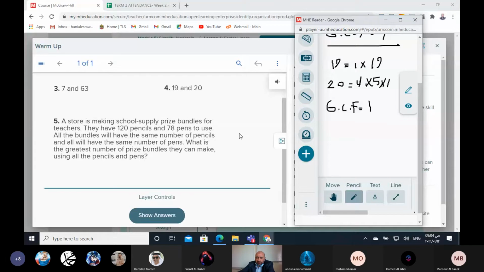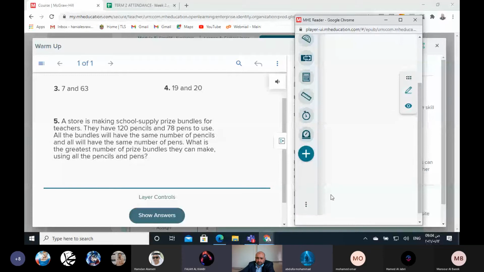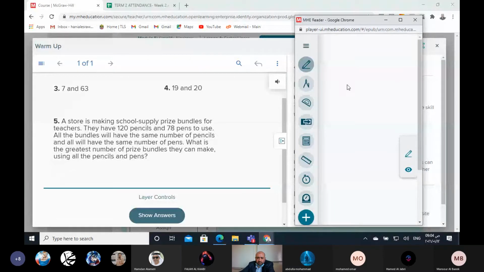Okay, the last example here. Who can read this exercise, please? Abdullah Jabir, yes. A store is making a school supplies price bundle for teachers. They have 120 pencils and 78 pens to use. All the bundles will have the same number of pencils and all will have the same number of pens. What is the greatest number of bundles they can make using all pencils and pens? Yes. The greatest number means the GCF. Means find the GCF between 120 and 78. Okay, try please to find the GCF.